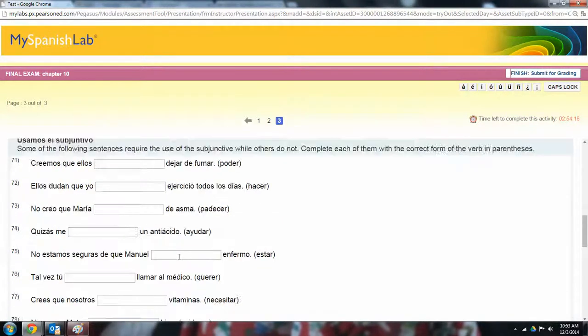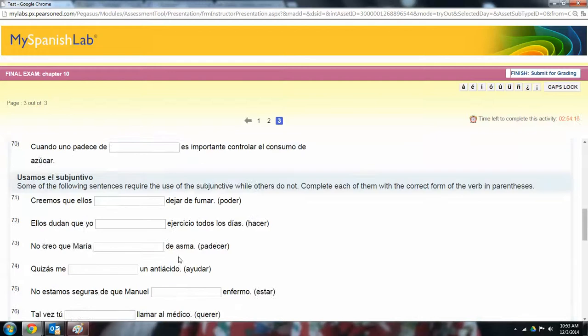And "Usamos el subjuntivo." Some of the following sentences require the use of the subjunctive while others do not. So again, you're going to want to read through and decide whether you should use subjunctive or indicative mood. Like, should you conjugate this the first way you learn how to conjugate verbs in regular present tense, or do you need to use present subjunctive?